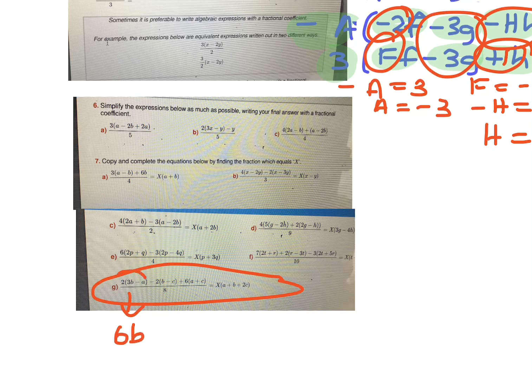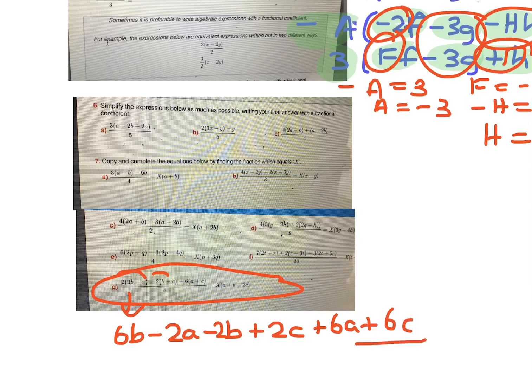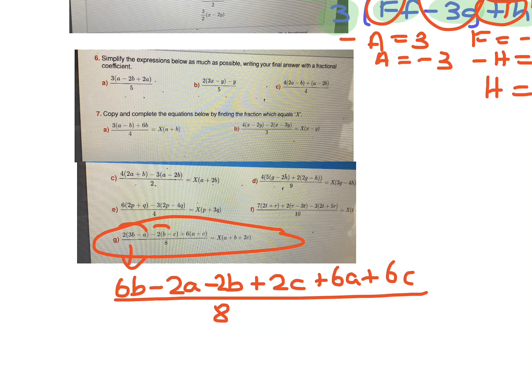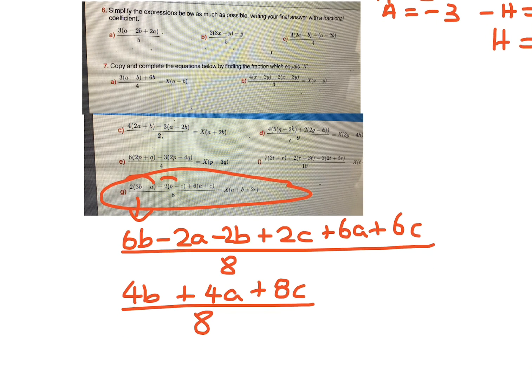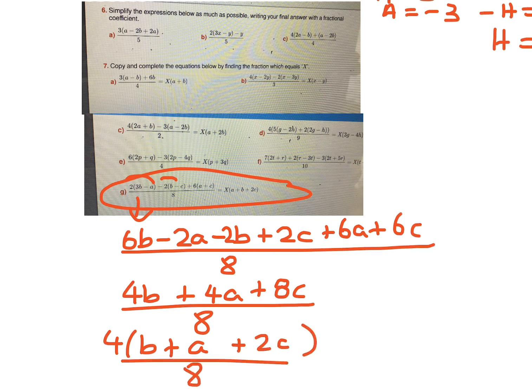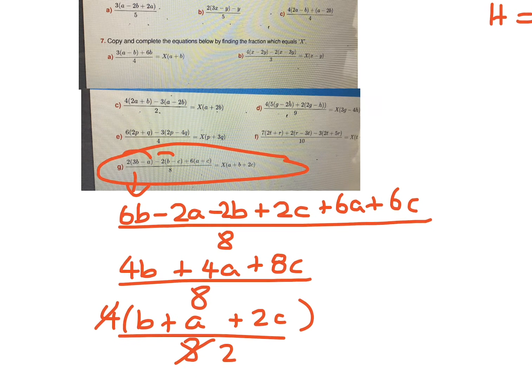And let's just do the very last one, because that's probably got lots to give. 2 times 3b is 6b. 2 times a is 2a. Minus 2 times b is minus 2b. Minus 2 times minus c is plus 2c. 6 times a is 6a. 6 times c is 6c. All over 8. Collect the like terms. 6b plus minus 2b is 4b. Minus 2a plus 6a is 4a. Minus 2b, I've done the b's, plus 2c plus 6c is 8c, all over 8. Common factor of 4, that's 4 times (b plus a plus 2c), because 2 4s are 8, over 8. 4 cancels, you get 2.